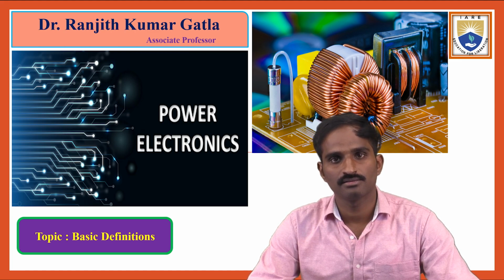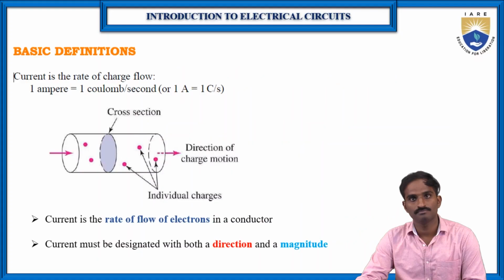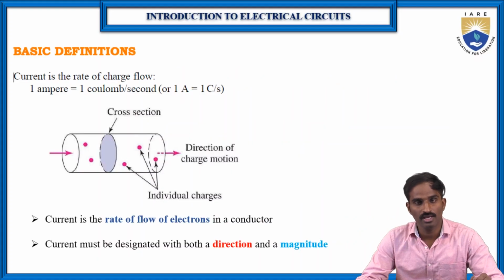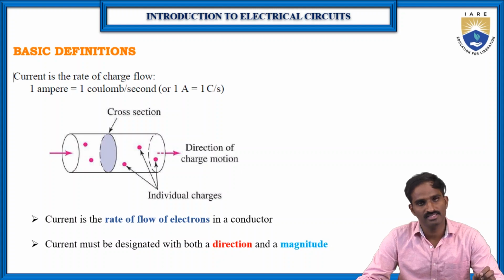In today's class, we are going to discuss the basic definitions in electrical circuits. First we will start with the basic definitions of electrical current. So what is meant by current? There are many definitions for current, but a simple definition, as you can see, is that current is the rate of flow of charge, which means how much charge is flowing through a conductor in a second. That is called the current.